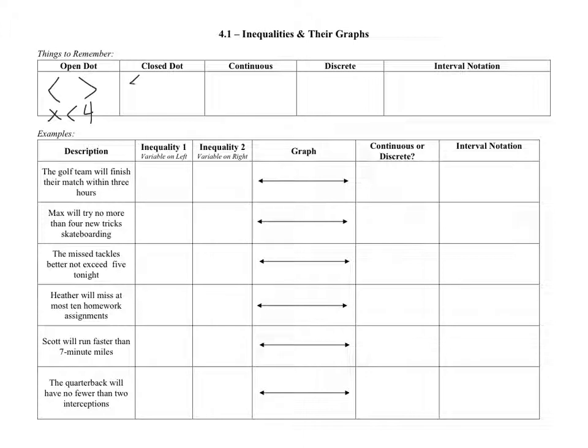Whereas a closed dot means it includes the endpoint. So if you had a less than or equal to or greater than or equal to, then you'd put a closed dot at the 4 and shade either to the right or to the left.